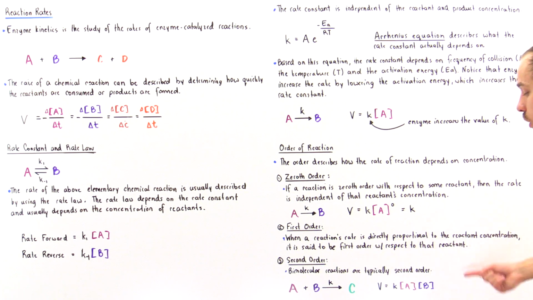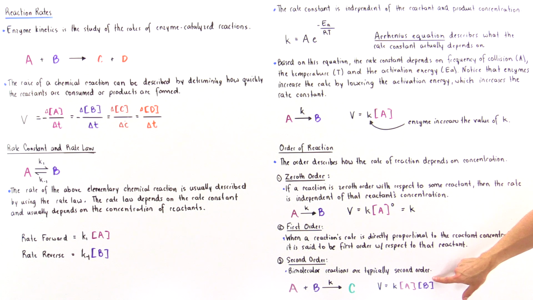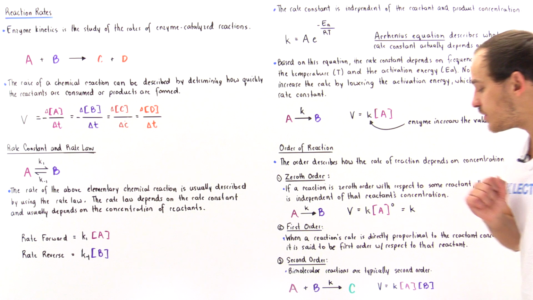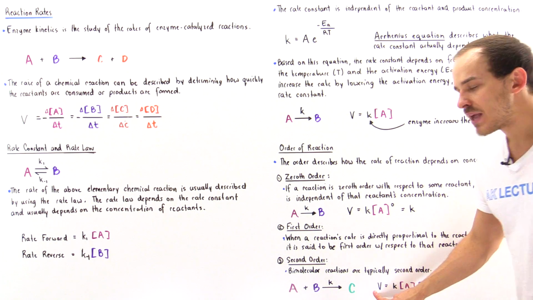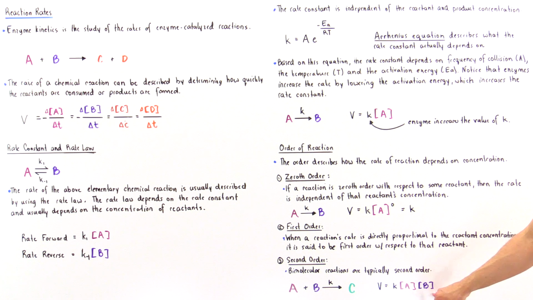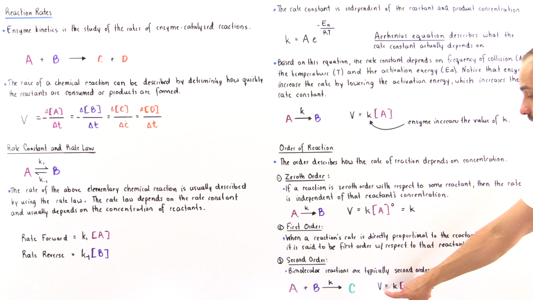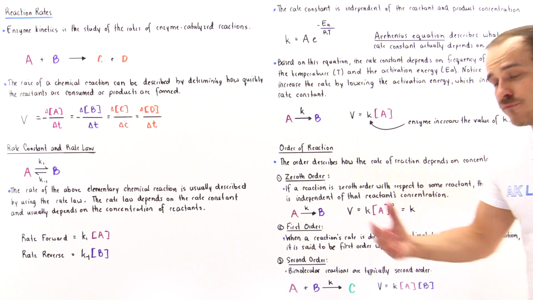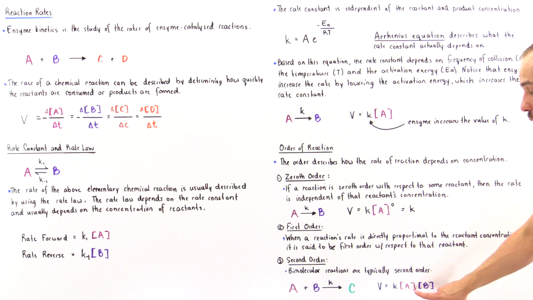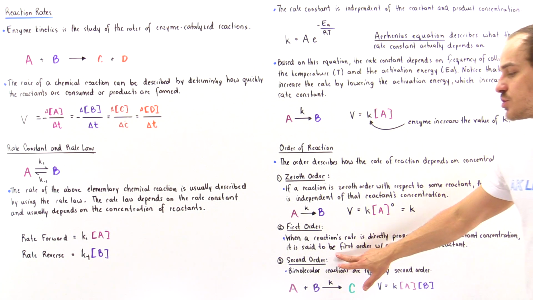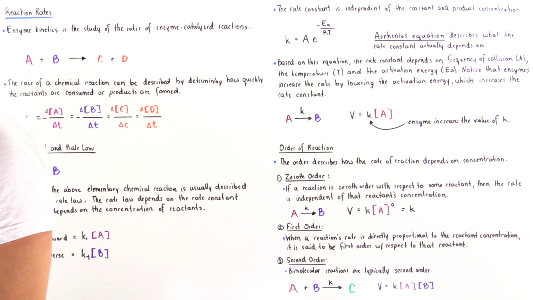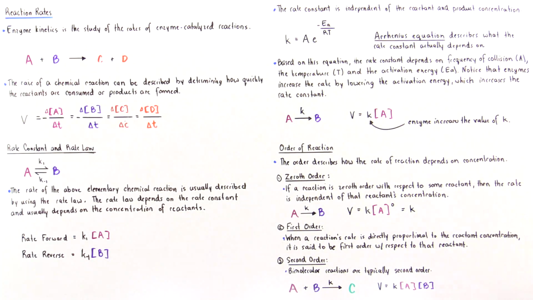And the overall order of this reaction is 1 plus 1, so we simply sum up the exponents, and that gives us 2. And what that means is, by doubling A, we double V as long as everything else remains constant. Likewise, if we double B while A and K are constant, V will also double. But if we double A and B while K is constant, we quadruple that V value. And so that's what it means for a reaction to actually be second order.